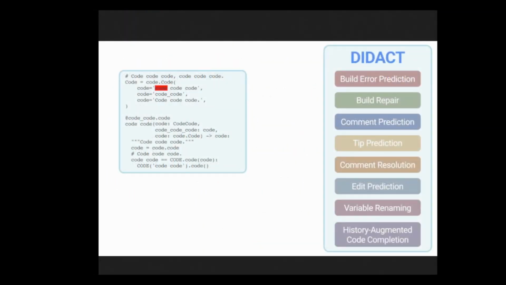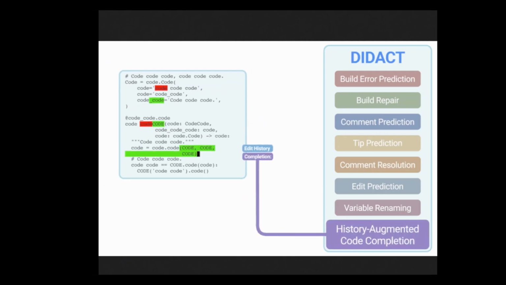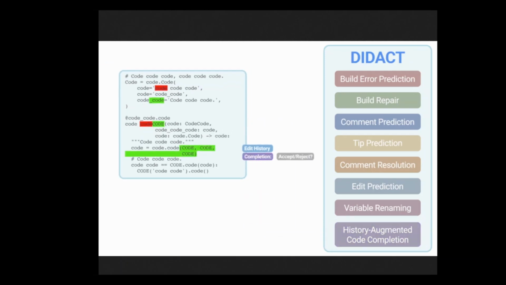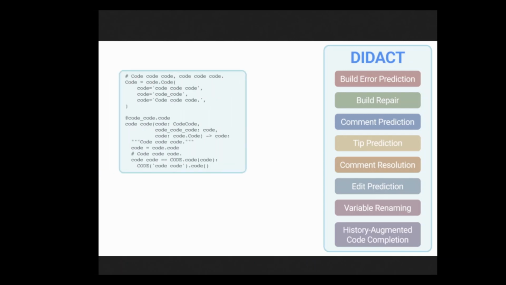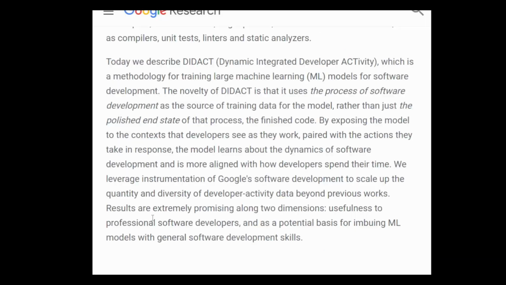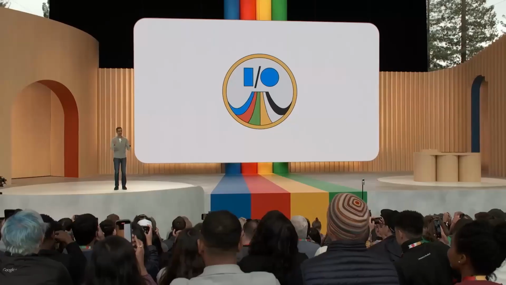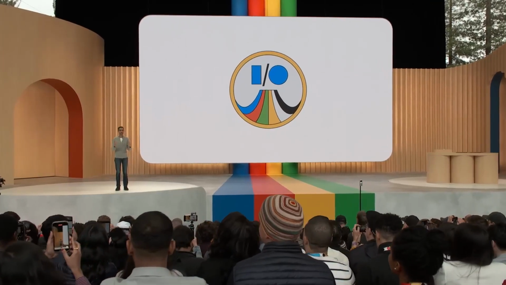The novelty of DIDACT is that it uses the process of software development as the source of training data for the model rather than just the polished end state of the process, the finished code. By exposing the model to the contexts that developers see as they work, paired with the actions they take in response, the model learns about the dynamics of software development and is more aligned with how developers spend their time. The Google developers here leverage the instrumentation of Google's software development to scale up the quality and the diversity of developer activity data beyond the previous works.